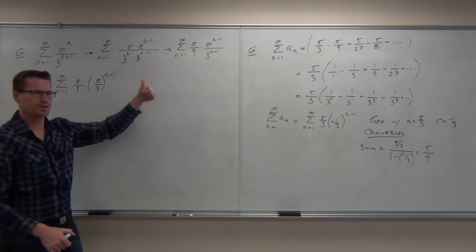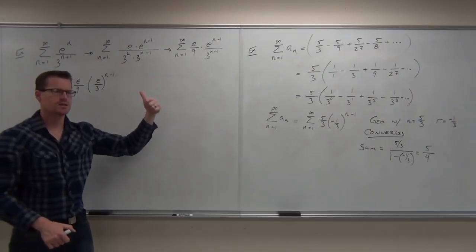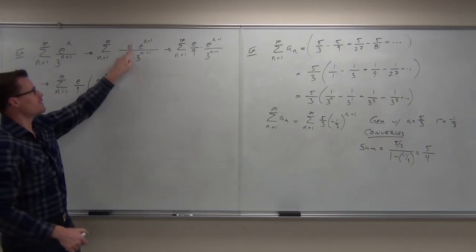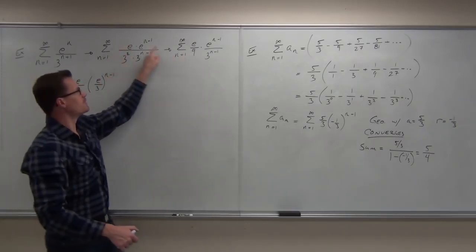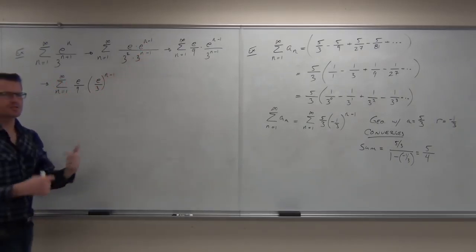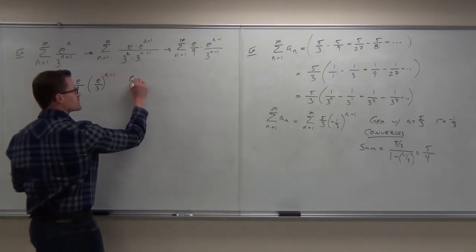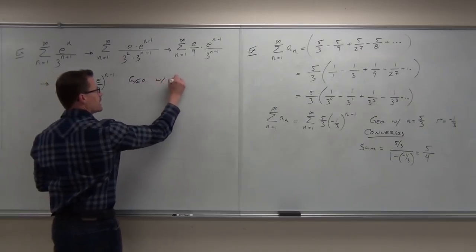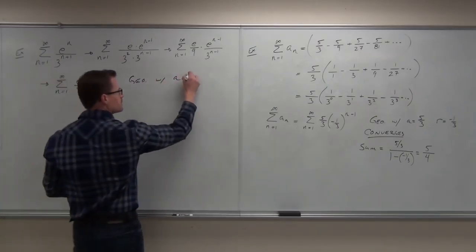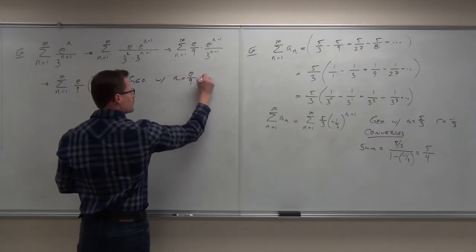Well, 3 to the n plus 1 is 3 times 3 times 3 to the n minus 1. That's 3 squared. This is a constant. Pull that off. This, I can rewrite that because they have the same power as e over 3 to the n minus 1, and all of a sudden we have this thing that is a geometric series with an a of, what's our a? E over 9. It's weird, but it's e over 9. What is our r?